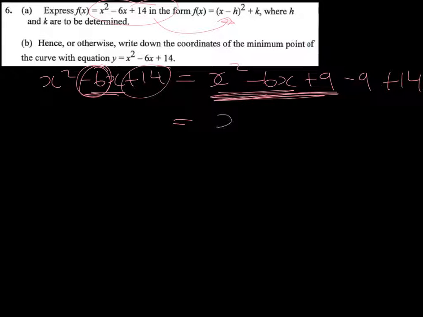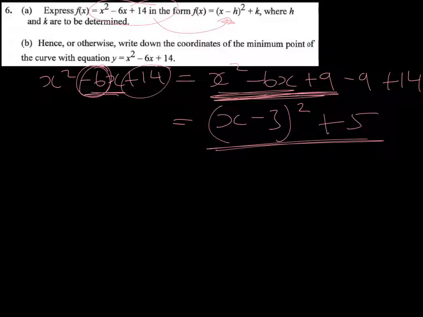So we can express this as x minus 3 squared, and then we've got the minus 9 plus 14, which is going to give us plus 5. This is now in vertex form. So remember, in general, we've got the vertex form up here, and the coordinates of the vertex will always be h, k.